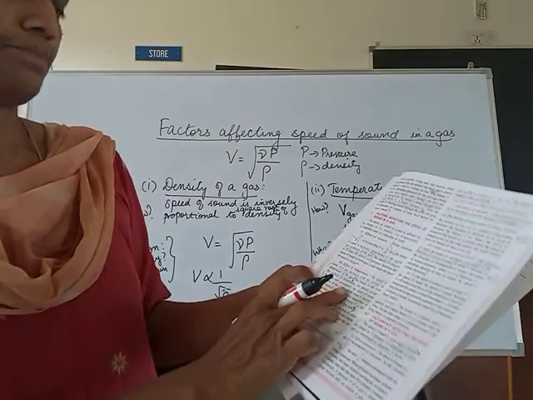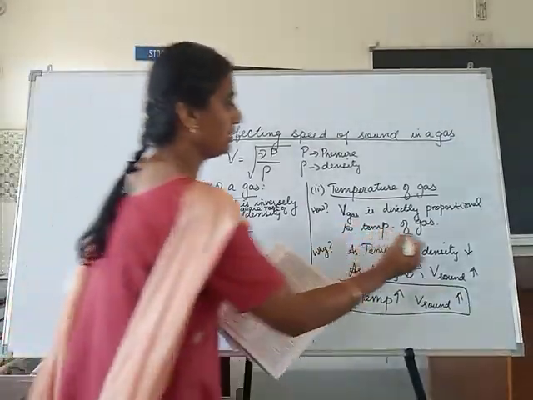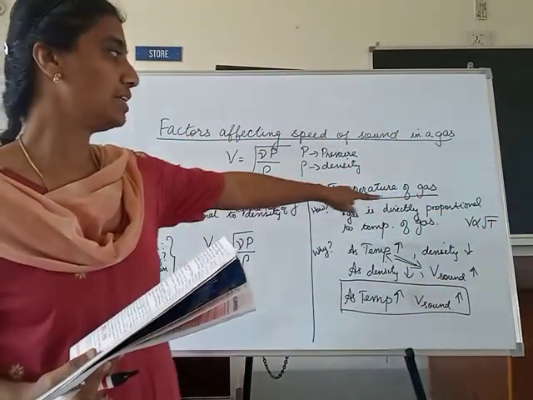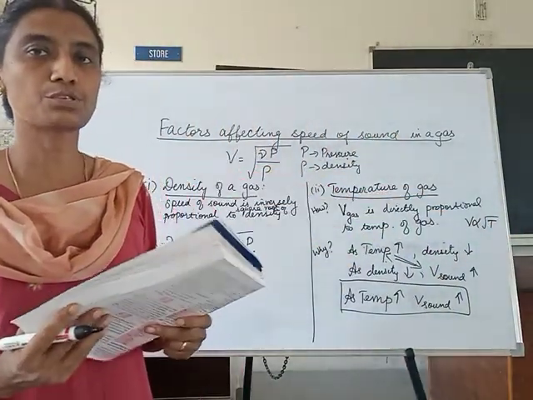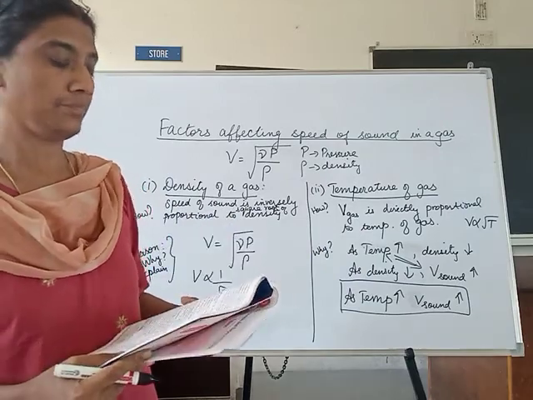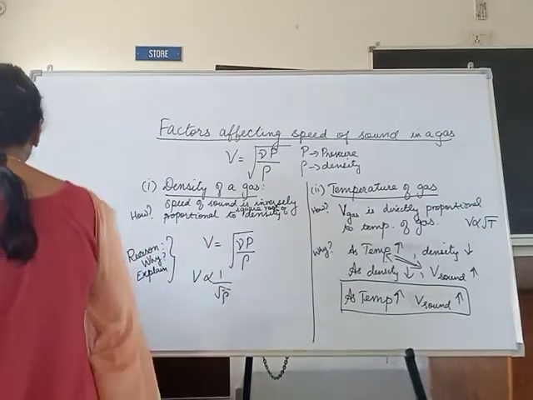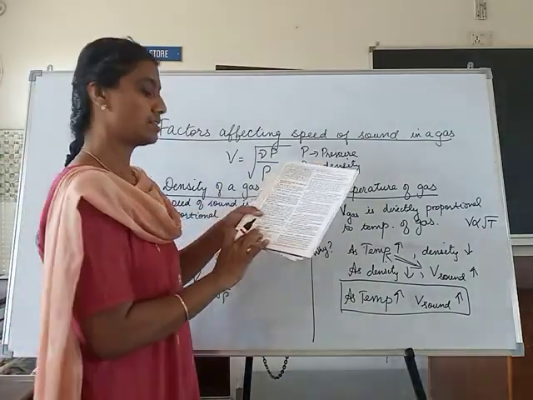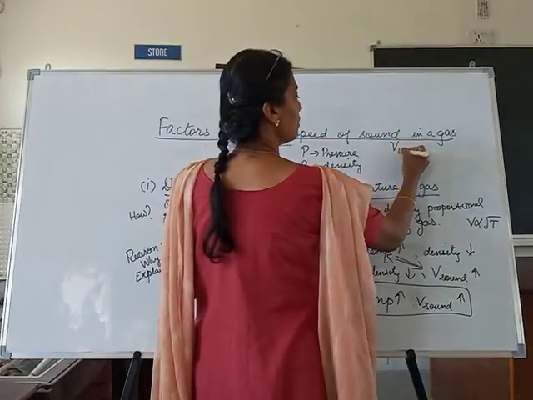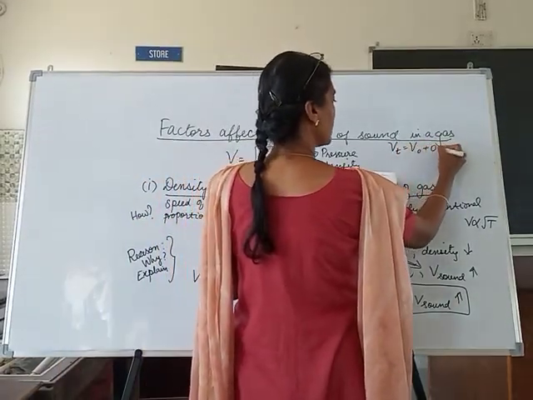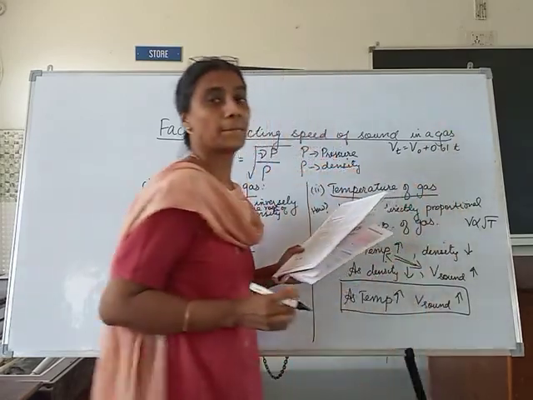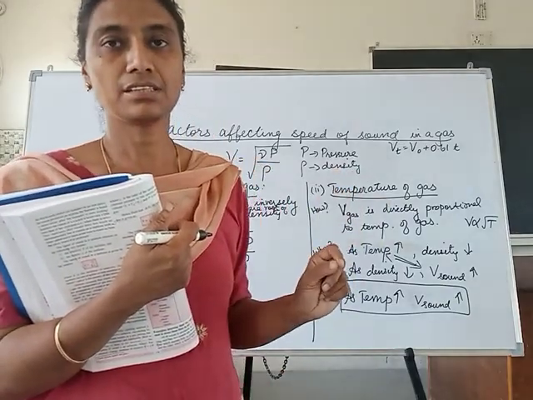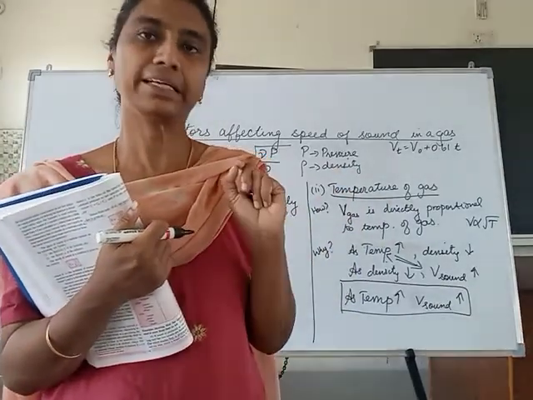We can also say V is proportional to the square root of T. You don't have to know the formula, but you can remember this. Okay, now we'll go to the third factor. There is one more thing here. There is a formula: Vt is equal to V0 plus 0.61 T. You should understand this. With temperature, speed of sound is going to increase.